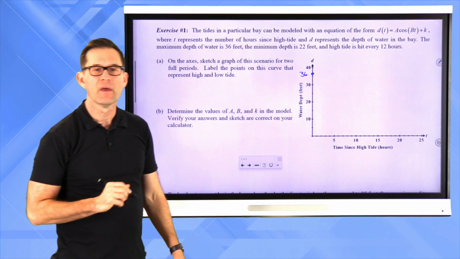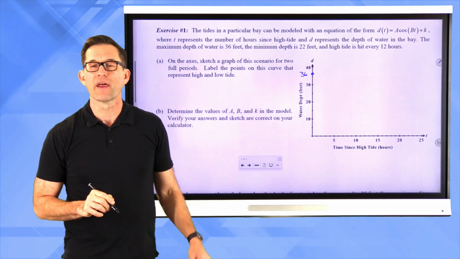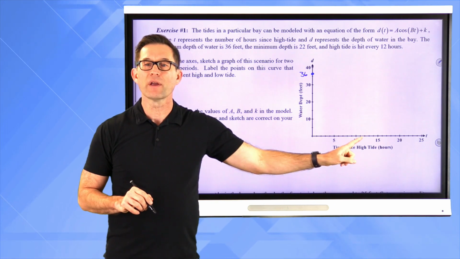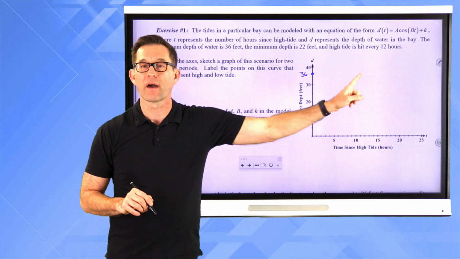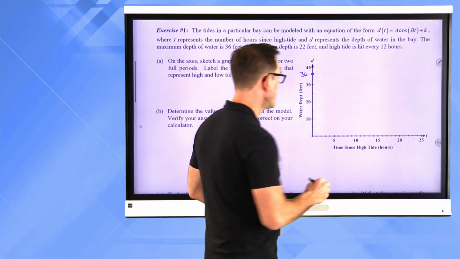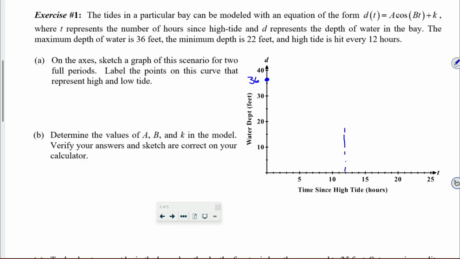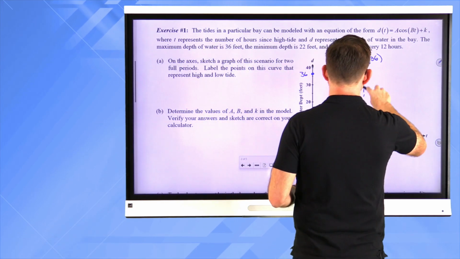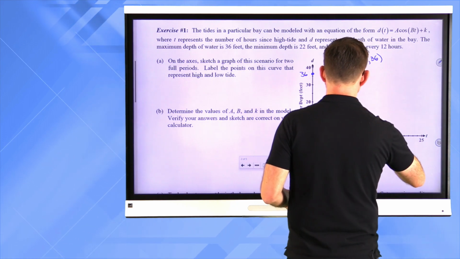Now, I know that I'm going to hit high tide every 12 hours. So if I go over here to t equals 12 and I go up here, maybe I'll do a little dashed line like this, I should hit high tide again, and let me label that with 12, 36. Maybe I even want that point a little bit higher. Nah, that thing looks pretty good.